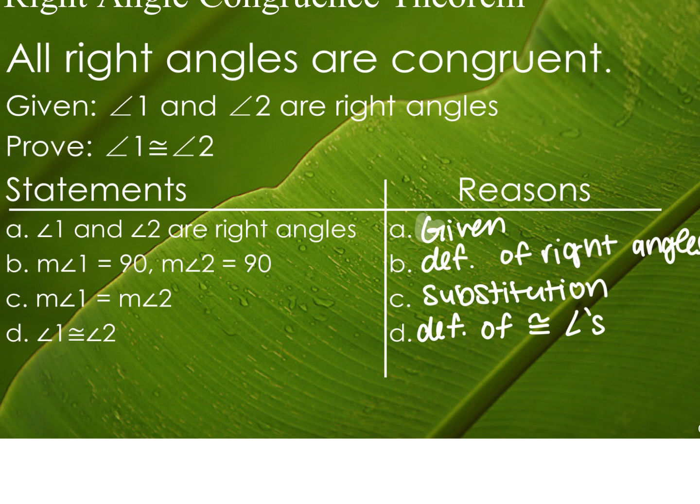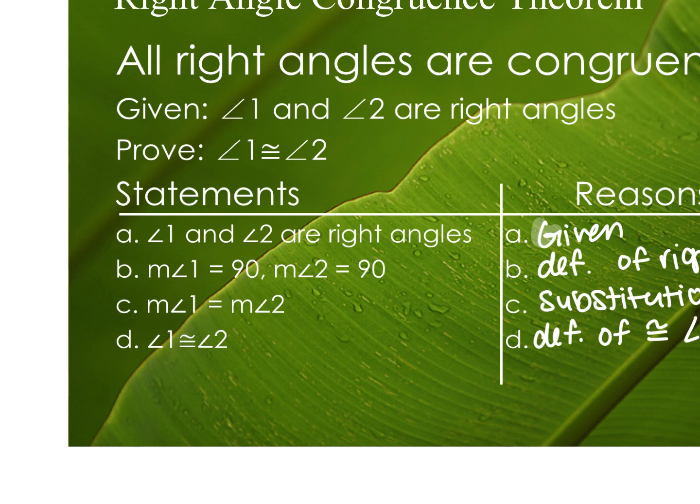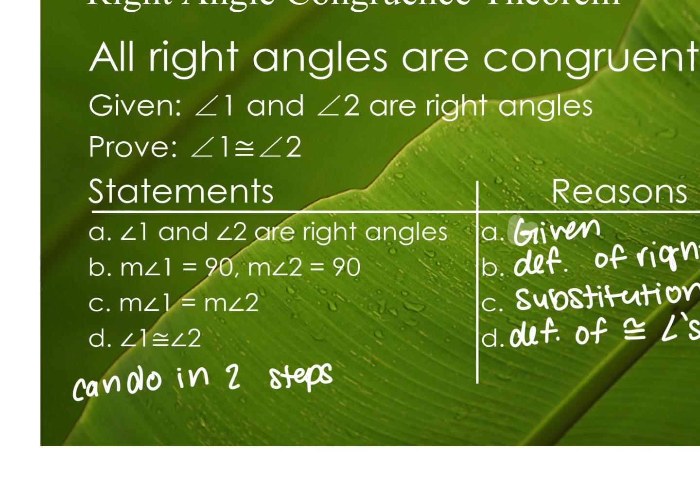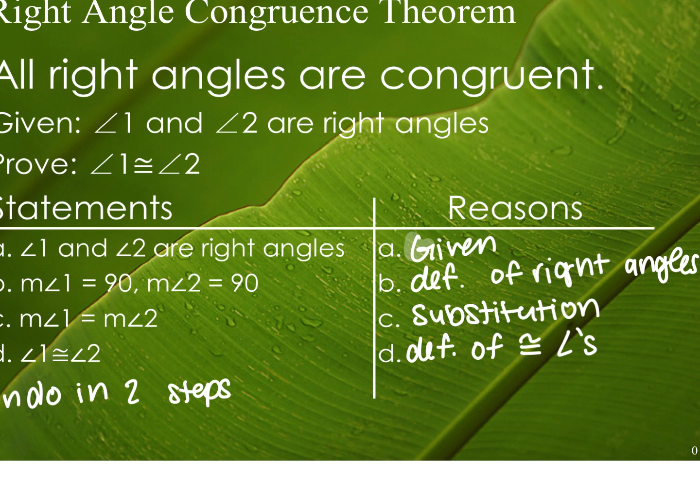All right. Since I proved that right angles are congruent, I could simplify this proof and only make it 2 steps. How would I make it 2 steps? I'm going to write it here. It can be done in 2 steps. My first one is always going to be what they're giving me. Angle 1 and angle 2 are right angles.